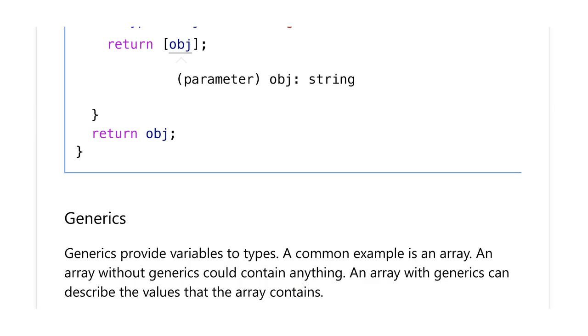Generics. Generics provide variables to types. A common example is an array. An array without generics could contain anything. An array with generics can describe the values that the array contains.